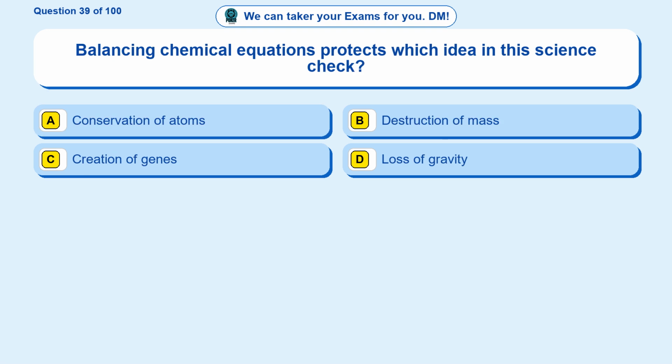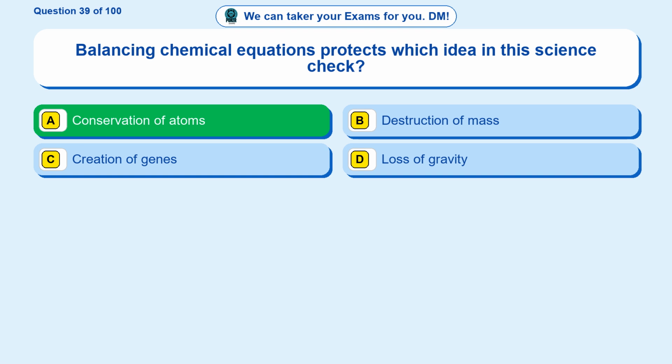Question 39. Balancing chemical equations protects which idea in this science check? Option A, conservation of atoms. Option B, destruction of mass. Option C, creation of genes. Option D, loss of gravity. The correct answer is option A, conservation of atoms.